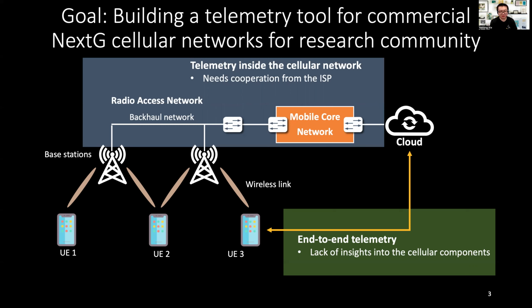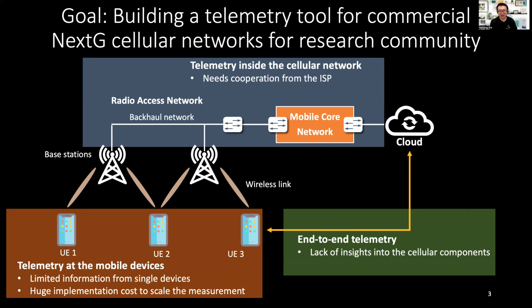We can deploy software or hardware on the cellular base station, inside the backhaul network, or in the core network. But it requires cooperation from the service providers, which is very hard for most researchers. We can also perform telemetry at the mobile device. Each device only provides a limited view of the network. If we want to scale the measurement, it involves deploying the measurement software on a lot of mobile phones. That costs a lot of implementation effort and raises a lot of privacy issues.